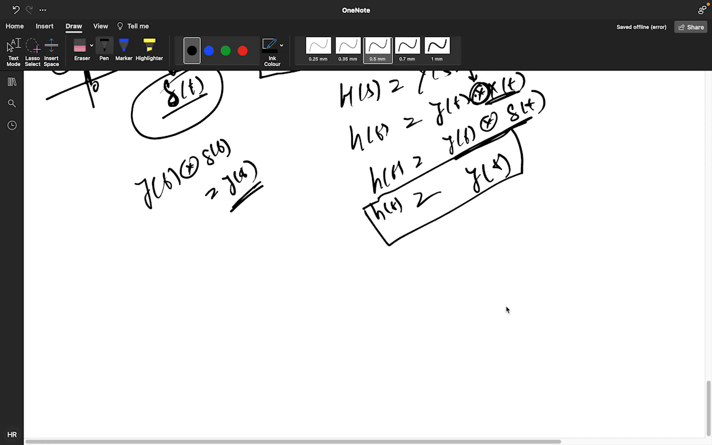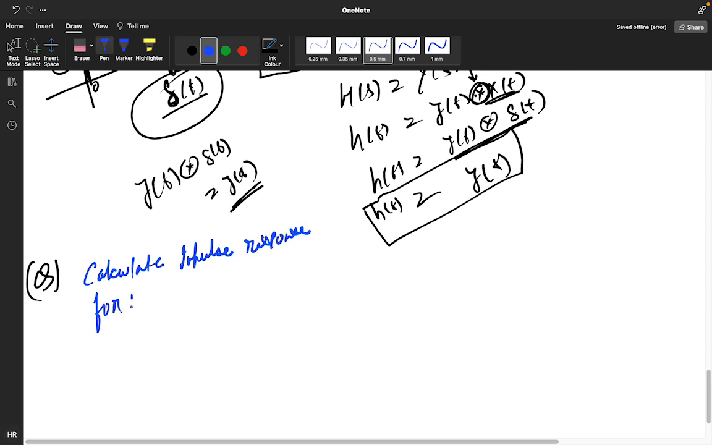So write down the question. From the question it will be more clear. You need to calculate the impulse response for the following LTI system.